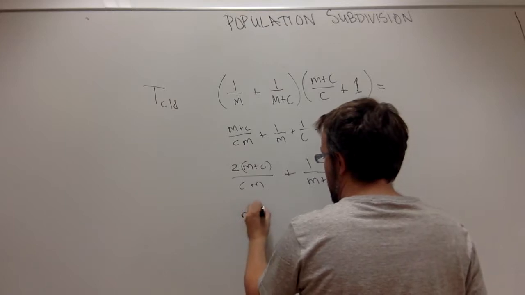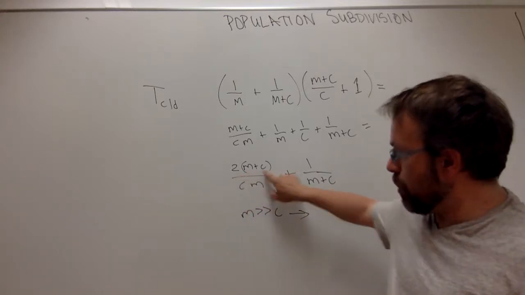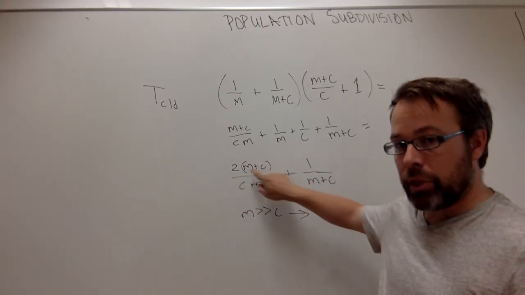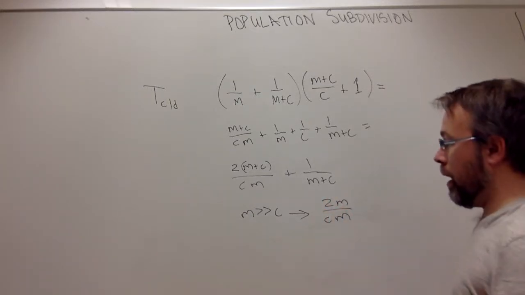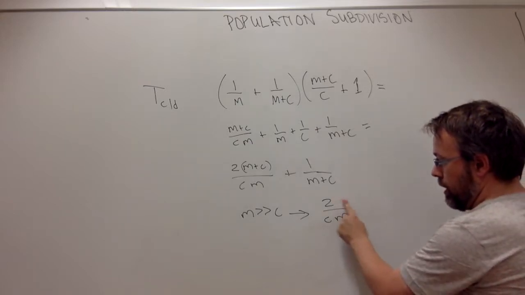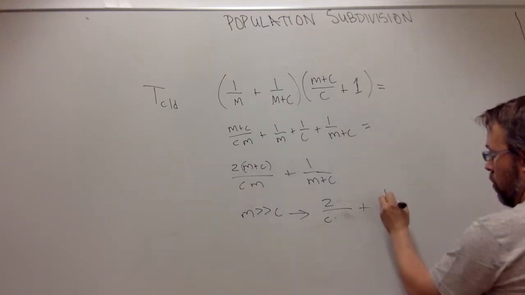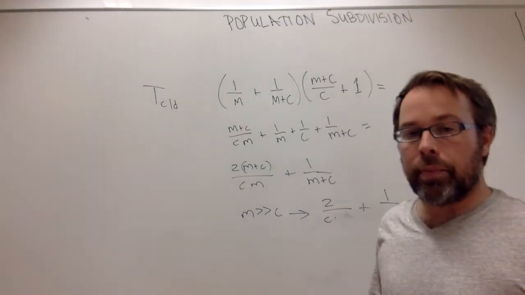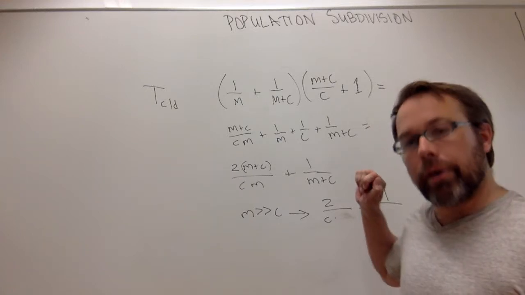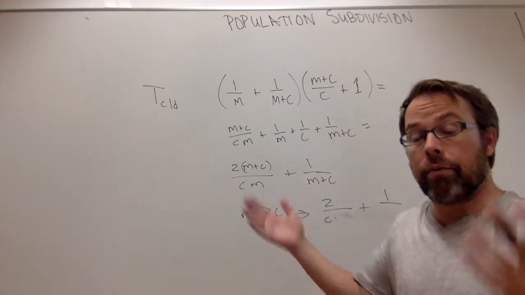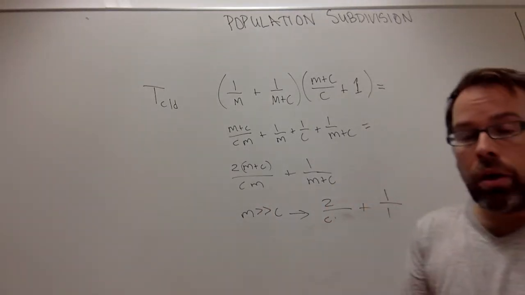So if migration is much greater than c, then m plus c is basically m, because c is so much smaller. So then the top of this would be 2m divided by c times m, which we can simplify, and it would just be 2 over c. And then this would be 1 over the migration rate. If the migration rate, let's say it's 1, that every generation, basically things are swapping back and forth, then we get this.